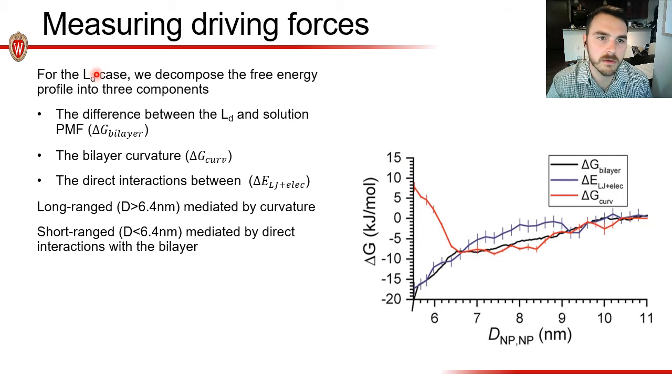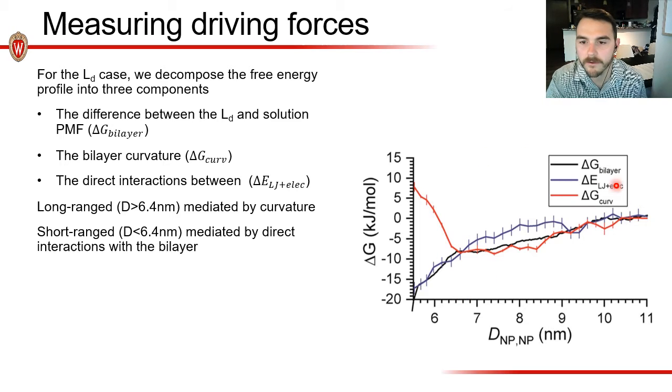Now, for the liquid disordered case, which is the case that showed the most favorability, we wanted to decompose the free energy profile into components to understand the nature of the interaction. So we broke this down first into the delta G bilayer, which is the difference between the liquid disordered and the solution potential of mean force, shown in this black line. We also measured the curvature free energy, shown in this red line here, and the direct interactions between the nanoparticles and the lipid bilayer, shown by delta E LJ elect, which is in blue here.